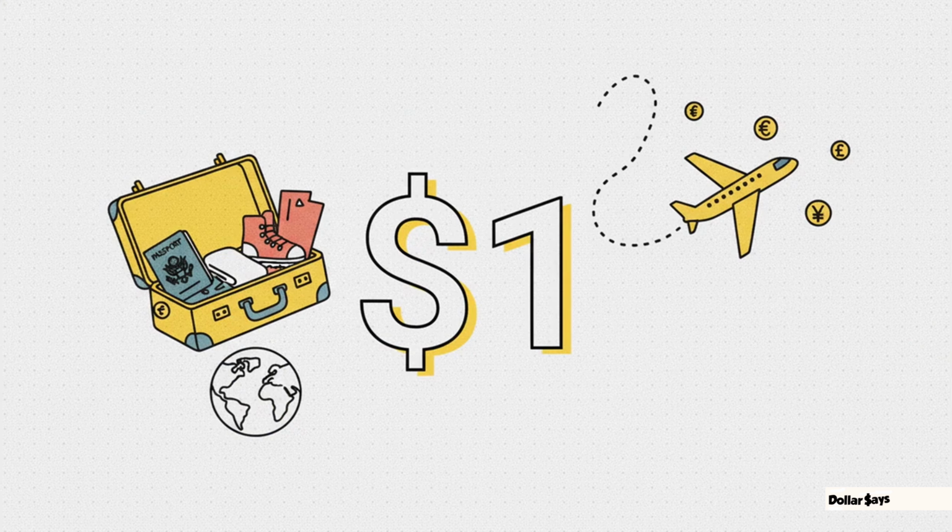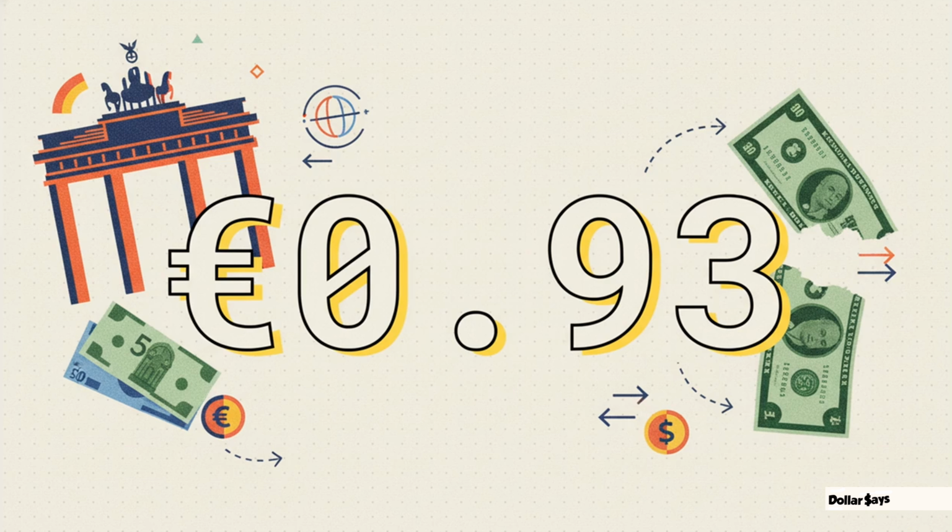So to make this super clear, let's just invent a traveler. We'll call him Bob. He's got a fresh $1 bill in his hand, and he's about to head out on a big trip around the world. Okay, so his first stop is Germany. He walks up to the exchange counter, and his dollar only gets him about 93 euro cents. Kind of disappointing, right? He's already got less than what he started with.